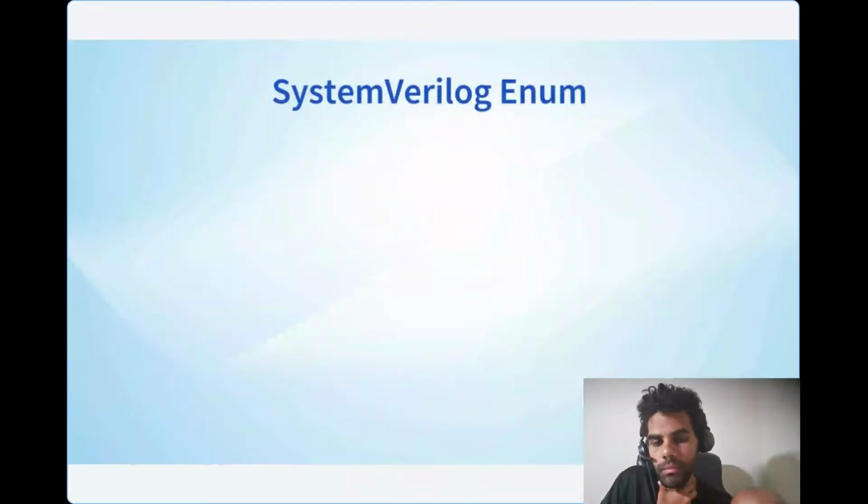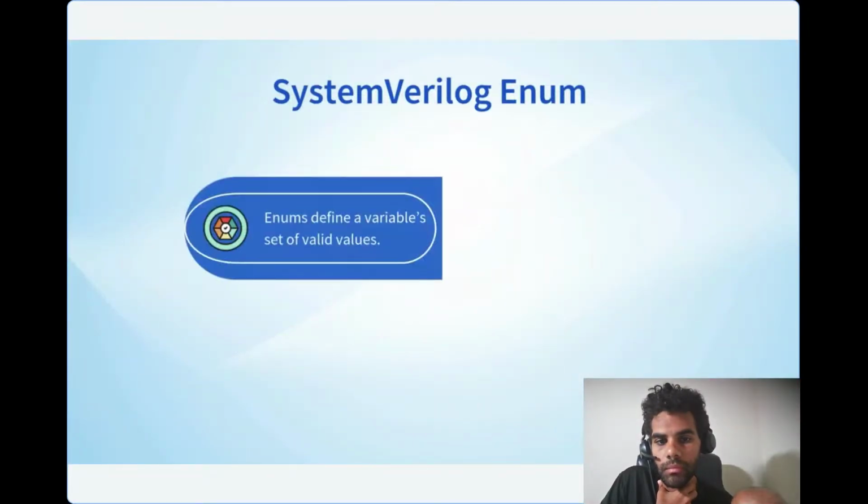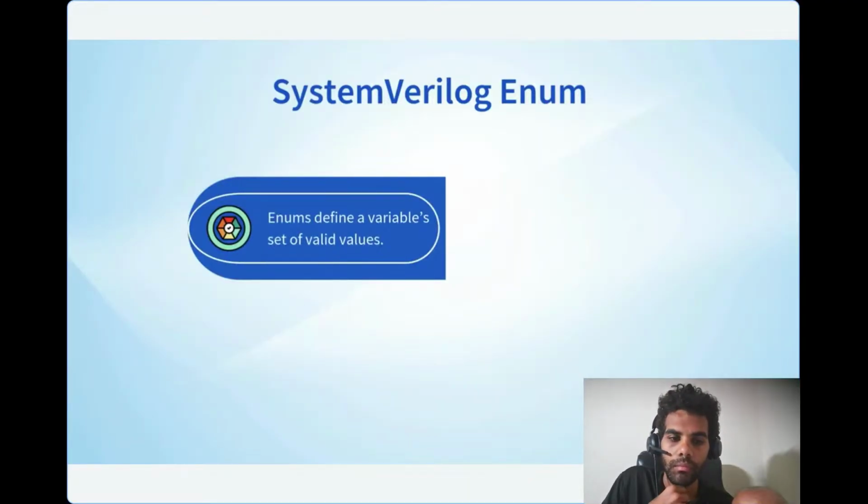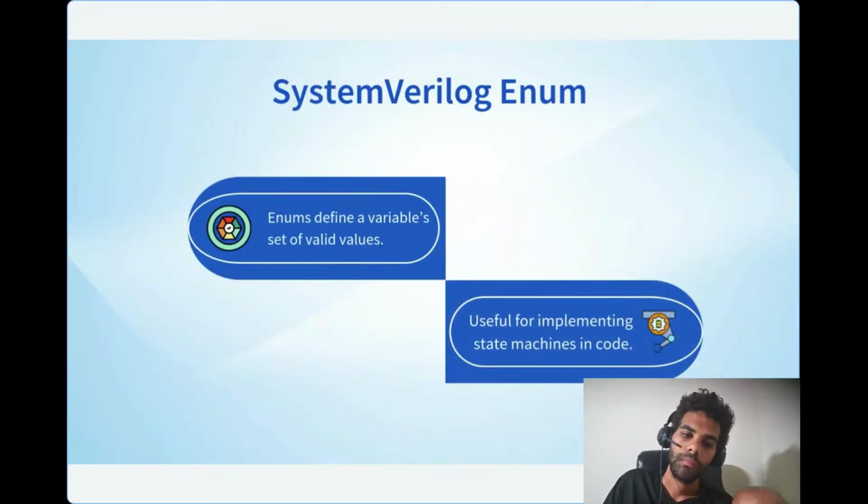Next, we have enumerated types. So enums. Enums allow us to define a set of valid values for a variable. So this is especially useful for state machines, which we are going to use in our code.